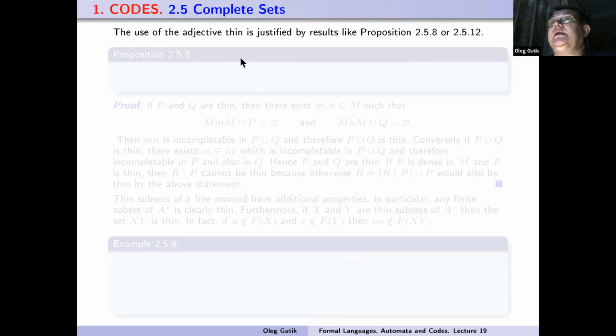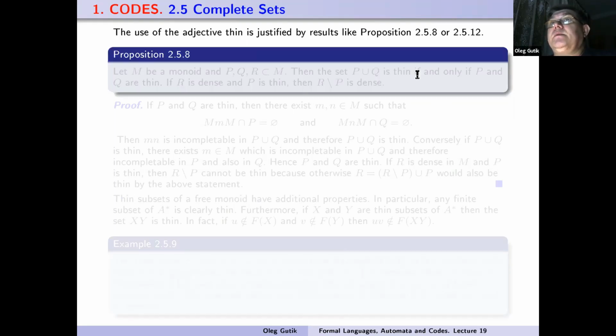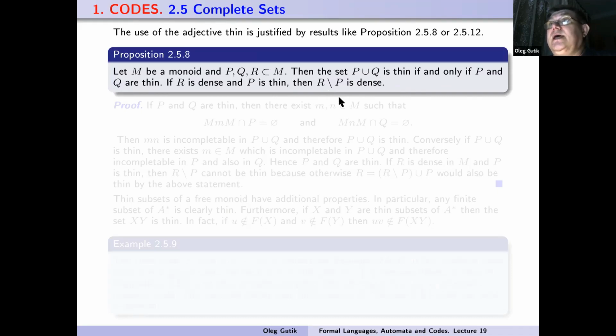The use of the adjective thin is justified by results like proposition 2.5.8 or 2.5.12. Proposition 2.5.8. Let M capital be a monoid. P capital and Q capital are subsets of the monoid M capital. Then the union of P capital and Q capital is thin if and only if P capital and Q capital are thin. If R is dense and P is thin, then R capital without P is dense.